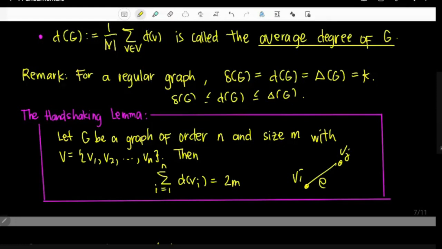So that particular edge will contribute to the vertices. Ibig sabihin, pag binilang mo yung number of edges incident to this, tsaka yung number of edges incident to this, meron ka na agad 2. So for each edge, nagko-contribute siya lagi ng 2 dun sa sum.